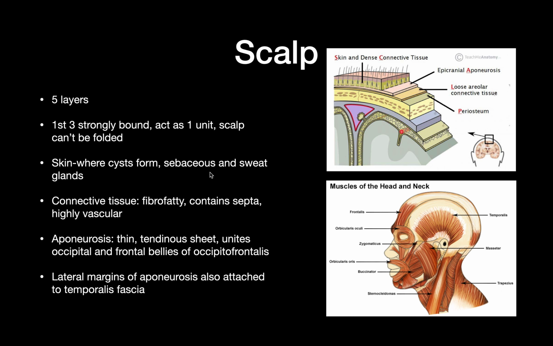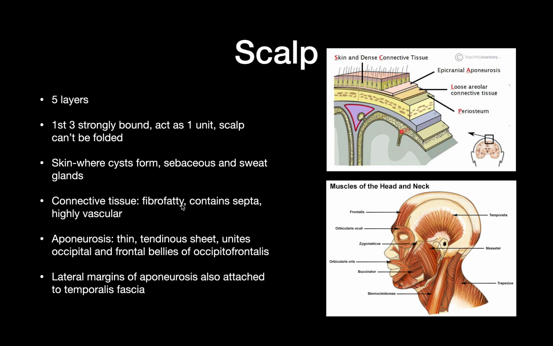The top layer, the skin, is where cysts form because there are sebaceous and sweat glands. Cysts are an infection caused by either a minor trauma or an ingrown hair. An infection forms and the body sequesters it and isolates it, forming a painful lump that is full of pus.